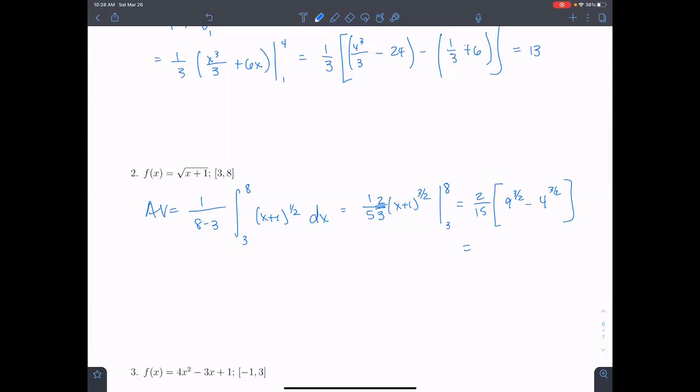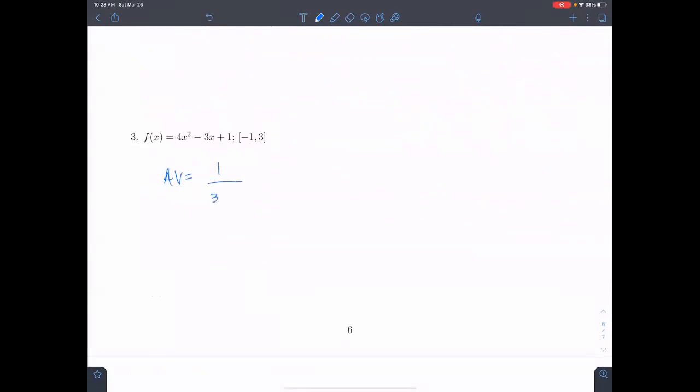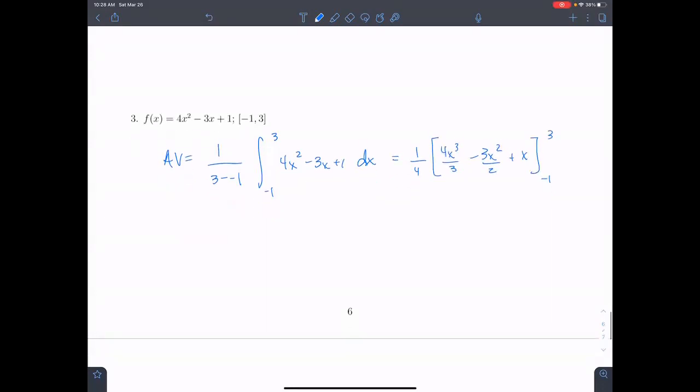And then the same thing on number 3. We are going to do the average value. So 1 over b minus a times the integral from a to b of the function. And then hopefully we can work this out. That would be 1/4 times increase and divide minus increase and divide plus increase and divide. And that is evaluated from -1 to 3.